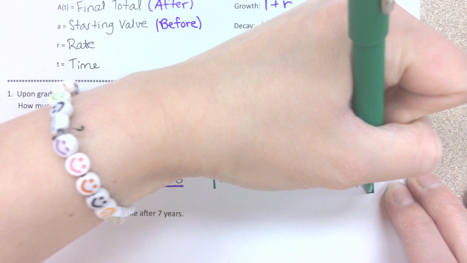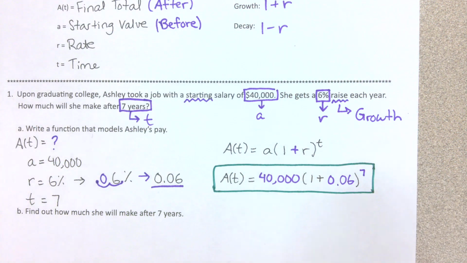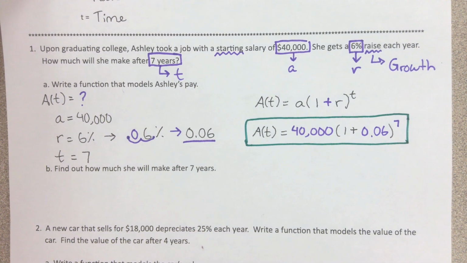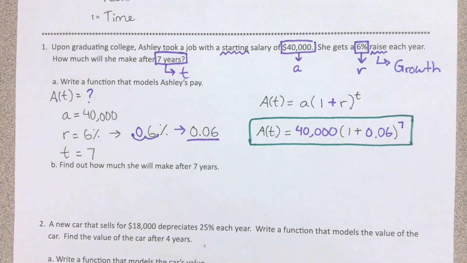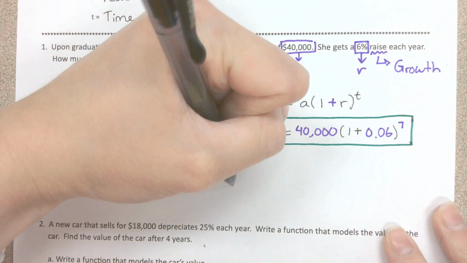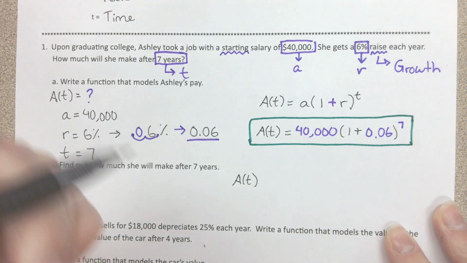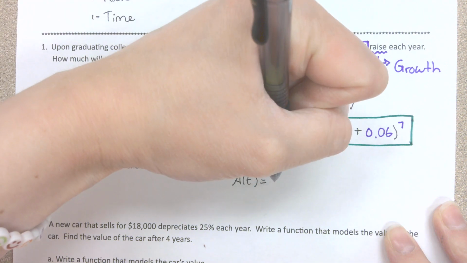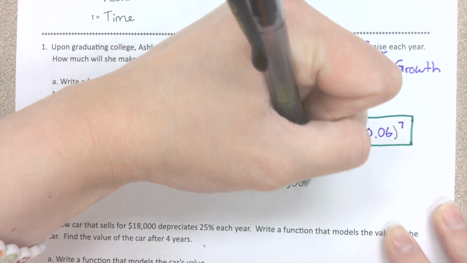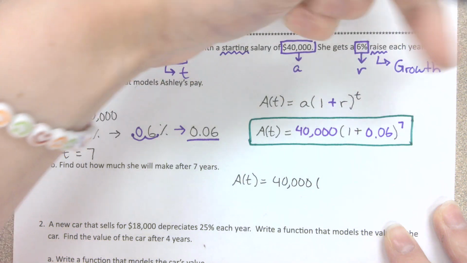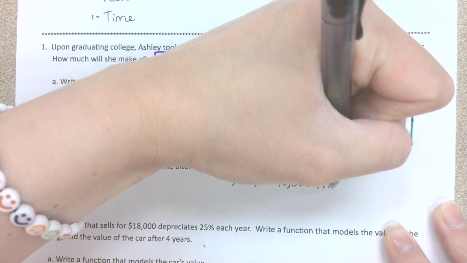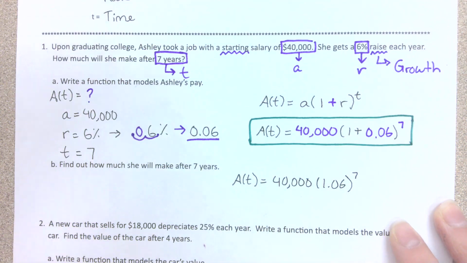So when it says write a function, this is what it's wanting. Just wants the setup of the problem. And then part B, find out how much she will make after 7 years. They want the answer. So I'm going to write this out. And when I do this, I'm going to go ahead and add inside the parentheses. A of t equals 40,000 times 1 plus 0.06, which is just 1.06, to the 7th power.